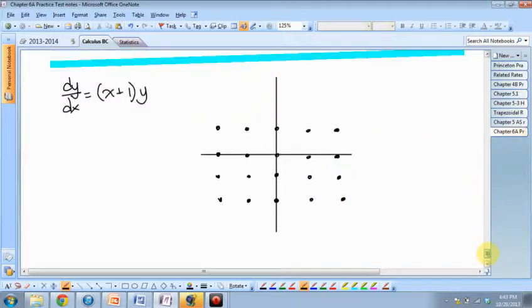Okay, so let's think about when is slope equal to 0? When x is equal to -1, right? When x equals -1, or if y is equal to 0. So let's see. Where is x equal to -1? Here. All of these. Also, when y is equal to 0, that's all of these.